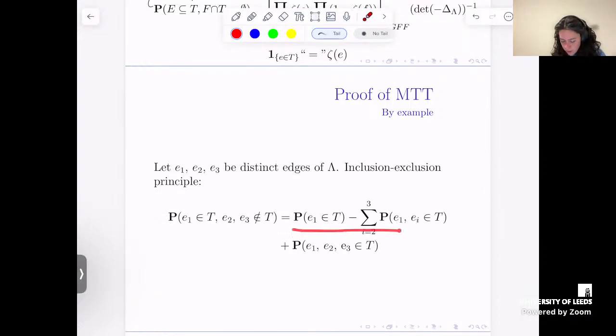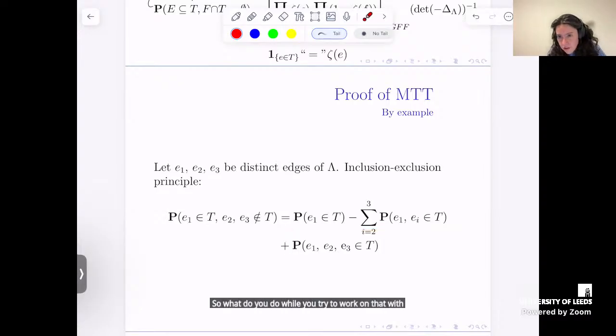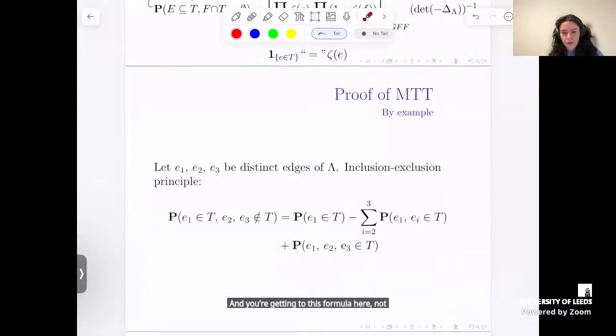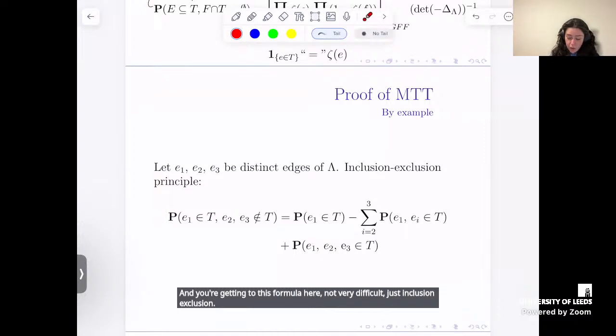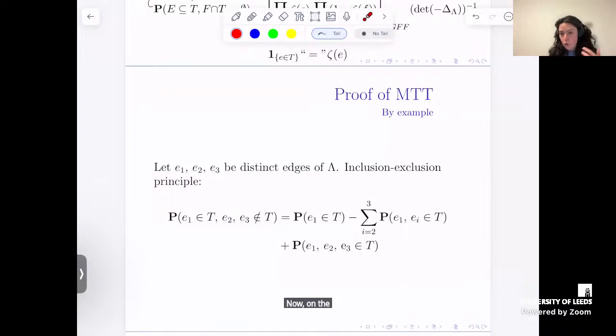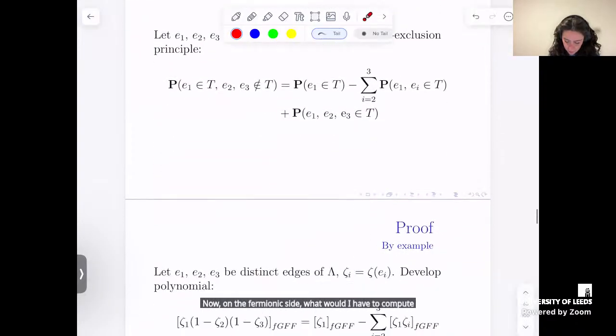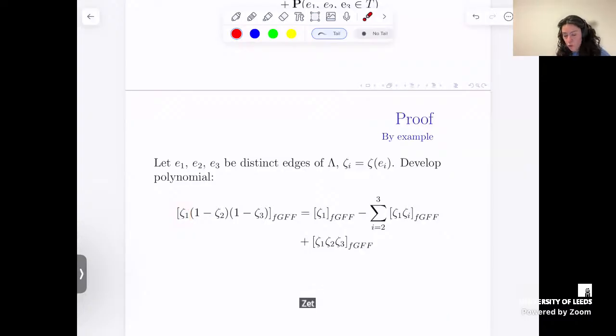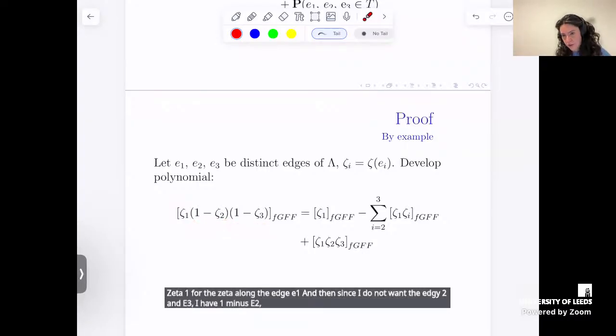Well, you try to work on that with inclusion-exclusion, and you get to this formula here, not very difficult, just inclusion-exclusion. Now, on the fermionic side, what would I have to compute? Well, I would have to compute the fermionic expectation. Here again, I'm discarding for a second the normalizing constant. I have to compute the FGFF expectation of this polynomial, zeta 1 for the zeta along the edge E1, and then since I do not want the edges E2 and E3, I have 1 minus zeta 2, 1 minus zeta 3.